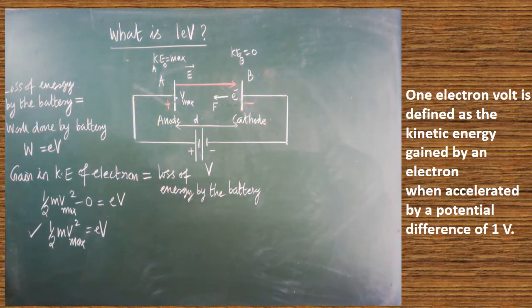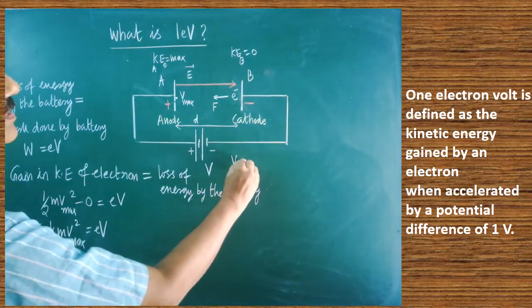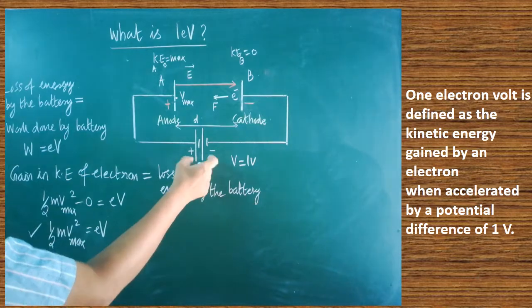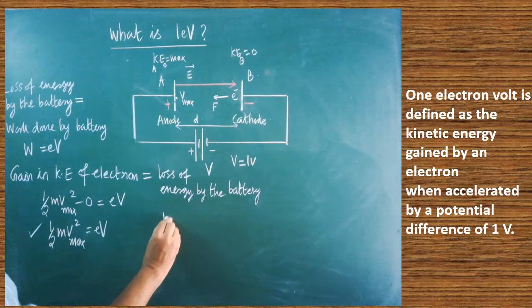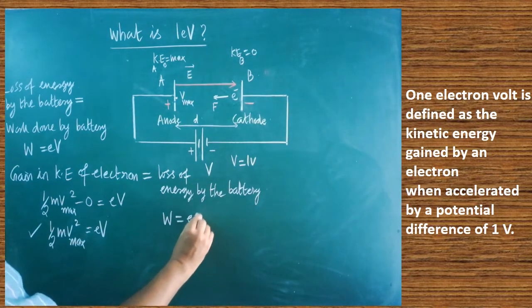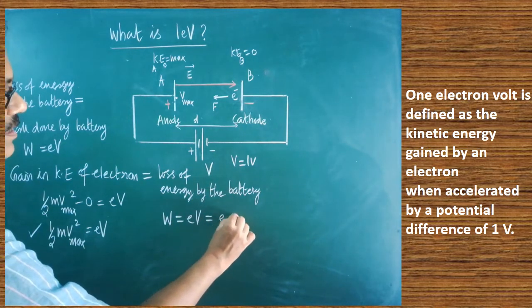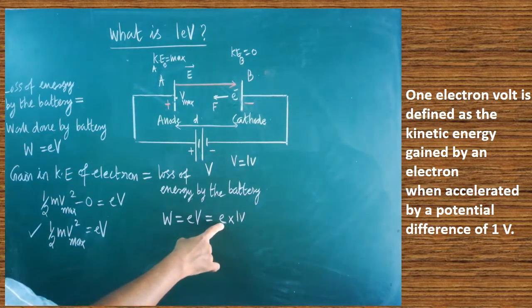So with the help of this equation, we are able to derive what is 1 electron volt. What is 1 electron volt? For example, assume that V is equal to 1 volt, that across the two electrodes you are just giving 1 volt of potential difference. Let's take the formula here: W is equal to eV. Instead of V, substitute 1 volt. e into 1 volt must be substituted. Are you clear? So here, what is the charge of the electron?